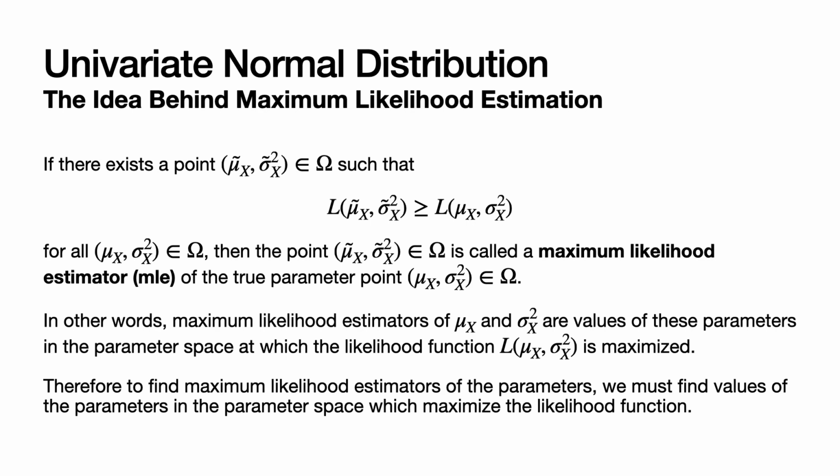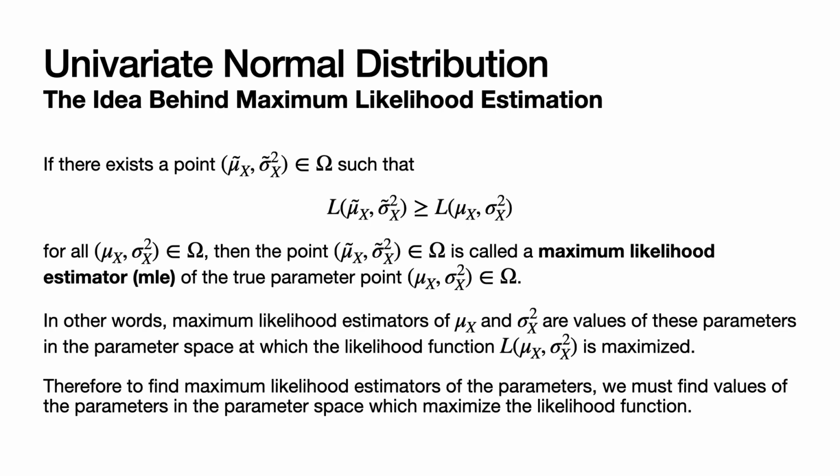Expressed notationally, if there exists a point mu tilde sub x and sigma tilde squared sub x in the parameter space, such that the likelihood function, denoted by uppercase L, evaluated at that point is greater than or equal to the likelihood function evaluated at any other point in the parameter space, then that point, mu tilde x, sigma tilde squared sub x, is called a maximum likelihood estimator of the true parameter point.